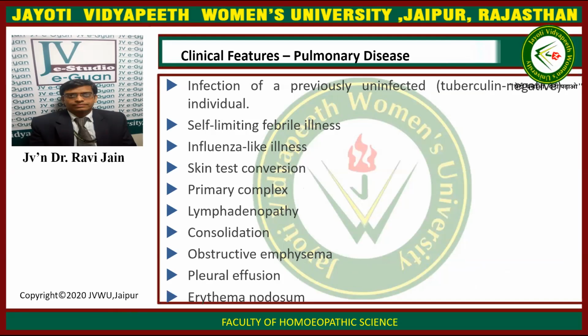Clinical features of pulmonary disease. In the infection of a previously uninfected, tuberculin negative individual, there is a self-limiting febrile illness, influenza-like illness, skin test conversion, primary complex, lymphadenopathy, consolidation, obstructive emphysema, pleural effusion, and erythema nodosum.